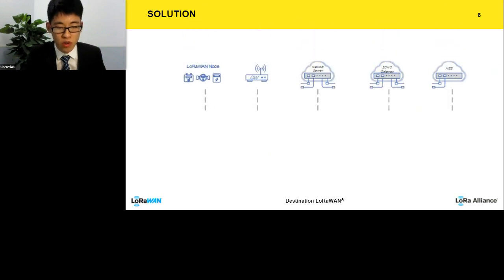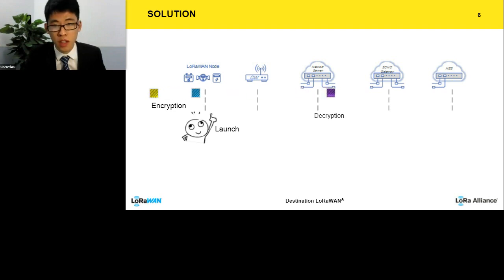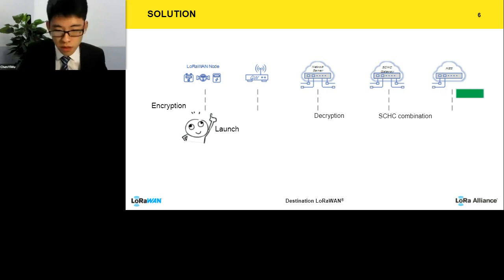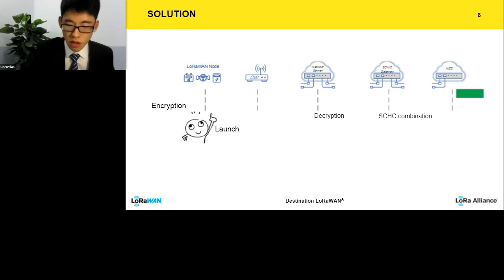This is a simple animation explaining the data transmission. First, the DMS original message is fragmented, encrypted and sent to the network server. The network server decrypts, and the SSH gateway combines and sends it to the HES backend.